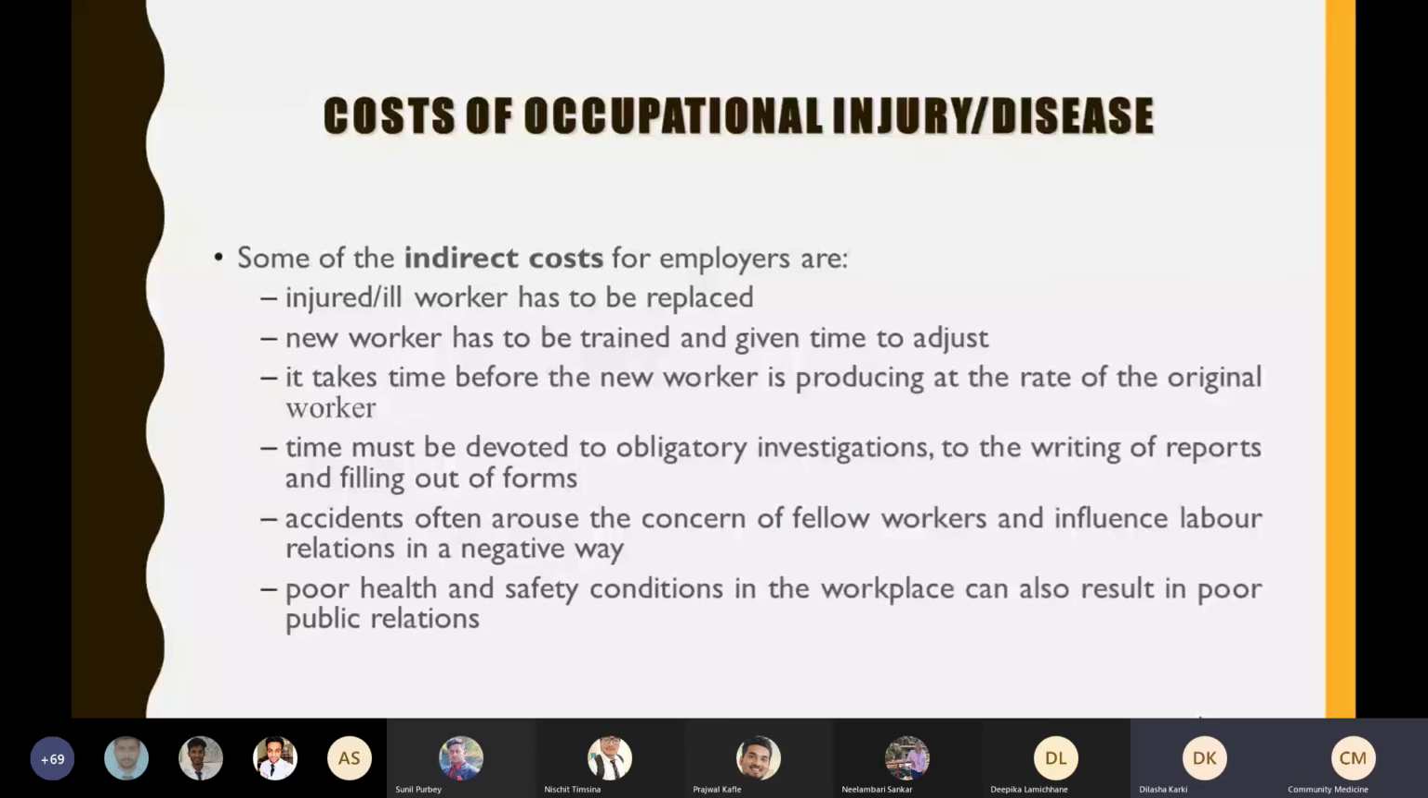Also, accidents often arouse the concern of fellow workers and influence labor relations in a negative way. Definitely the workers and the employers can have a negative type of relation if such a thing happens.